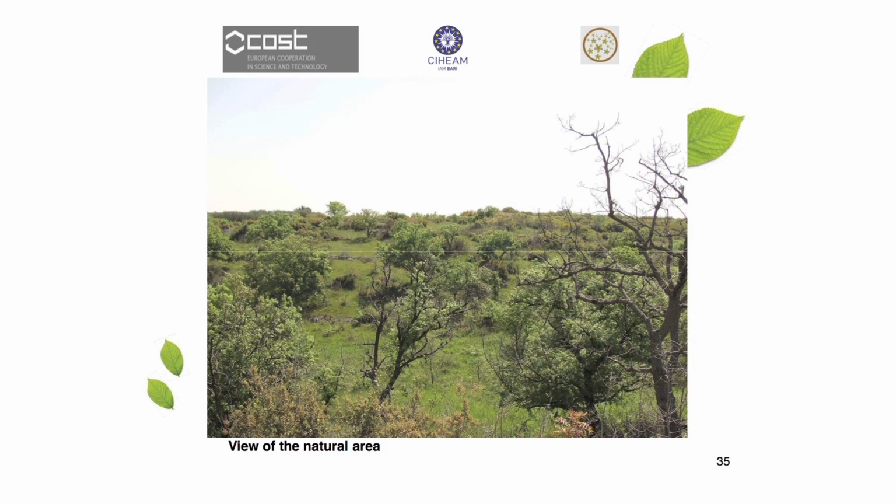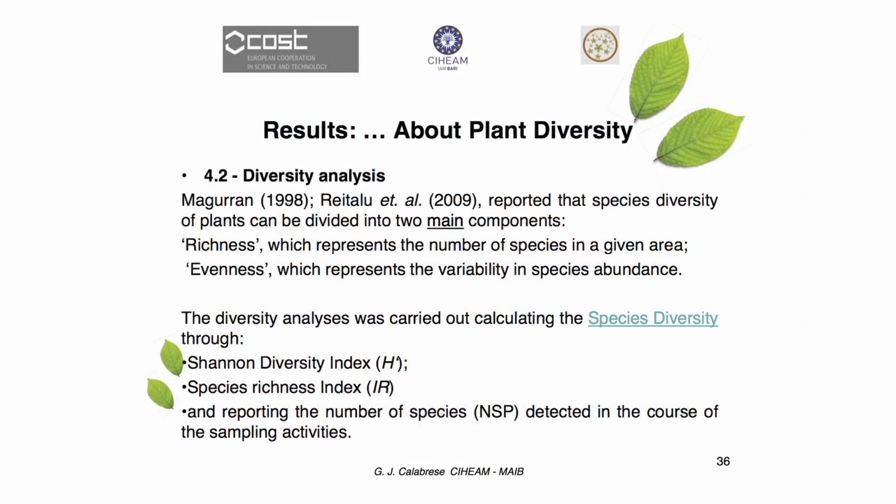This is a short view of the natural area. As you see, you can see the maquis, the Mediterranean maquis, but it's a natural area that is marginal. It's somehow degraded. And I think it can be useful to go directly to the results, because they are a little bit long.